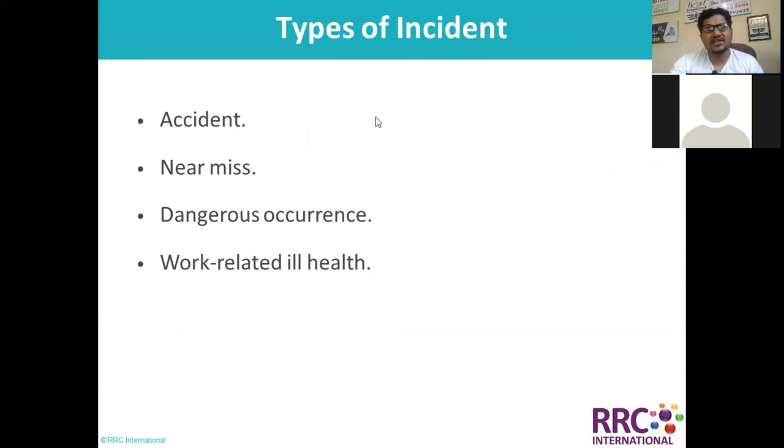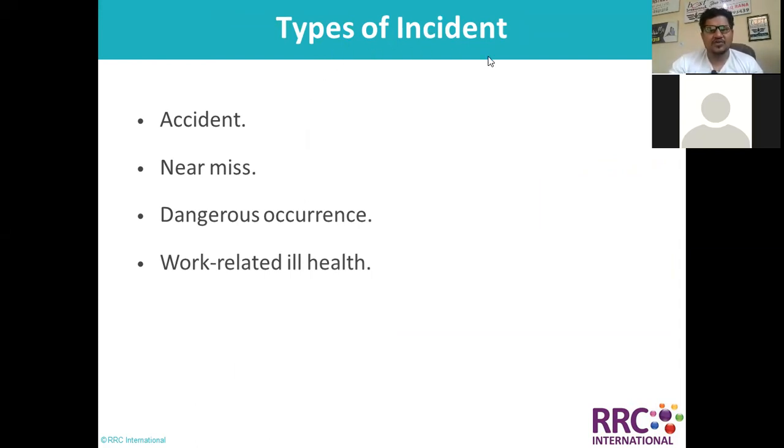And also you will miss an opportunity to improve. If you will not consider this an accident, that means you will not investigate. So you are losing an opportunity to improve. So this accident can repeat again, because no actions, no preventive actions, nothing has happened there.